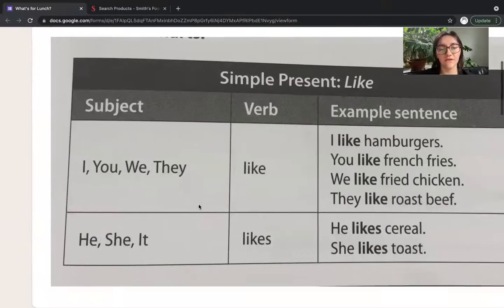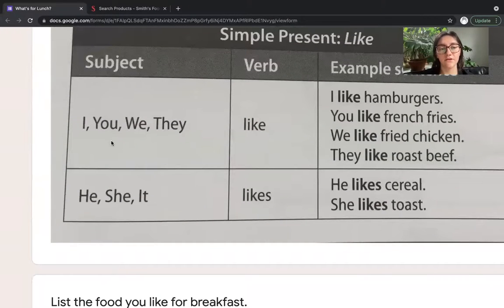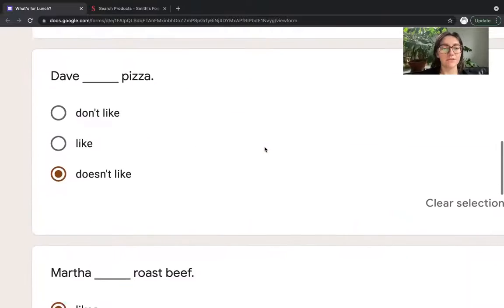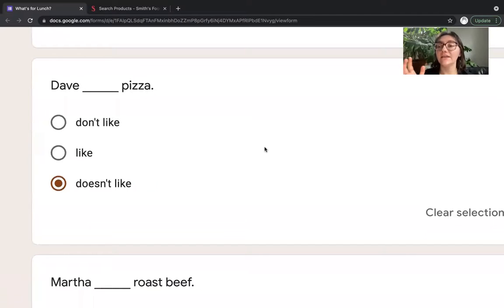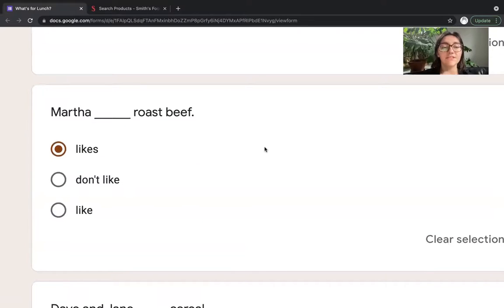Remember, because we have I, you, we, they, if that's who your subject is, you want to use the word like. So it's Dave doesn't like pizza. Marta likes roast beef, right? It's not because I was asking you to say, well, I don't know which one she likes or which one she doesn't like. I was asking you to pick the word that is the correct way to say it, right?